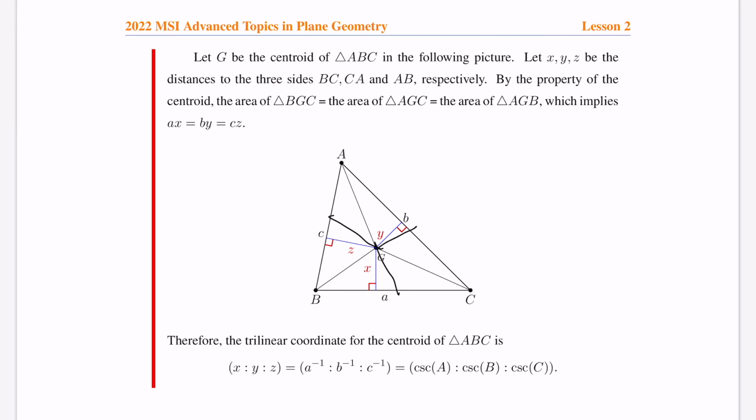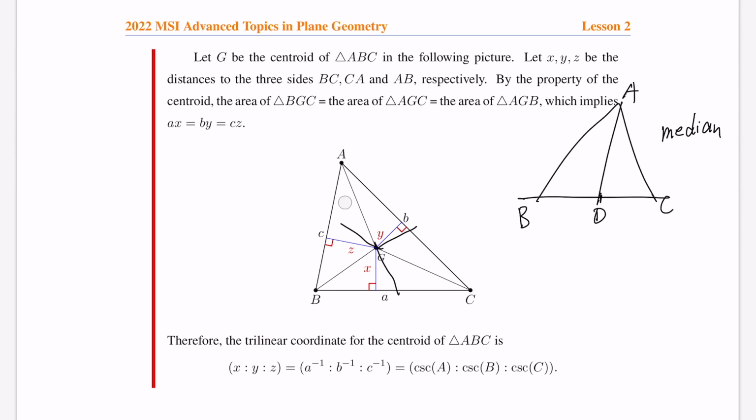If we have a triangle ABC, and D is the midpoint of BC, then AD is called the median. And by Ceva's theorem, which we learned last week, we know that the three medians have to be concurrent. So they meet at one point. That point is called the centroid, G. And so the question is, what are the trilinear coordinates of G?